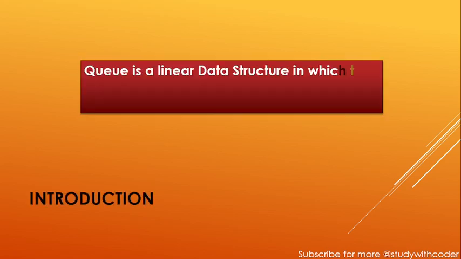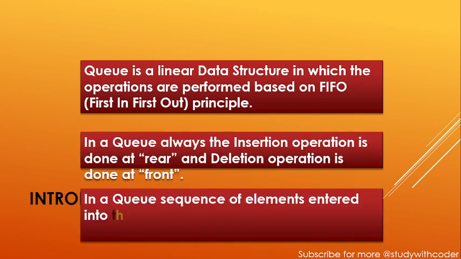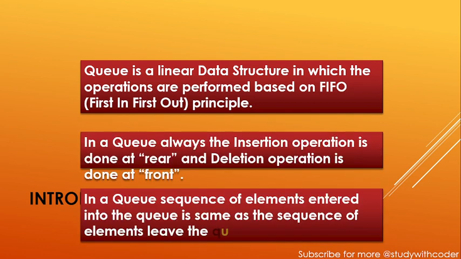Introduction of the queue. Queue is a linear data structure in which the operations are performed based on the FIFO, first in first out principle. In a queue, the insertion operation is always done at the rear and the deletion operation is done at the front. In a queue, the sequence of the elements entered into the queue is the same as the sequence of the elements that leave the queue.